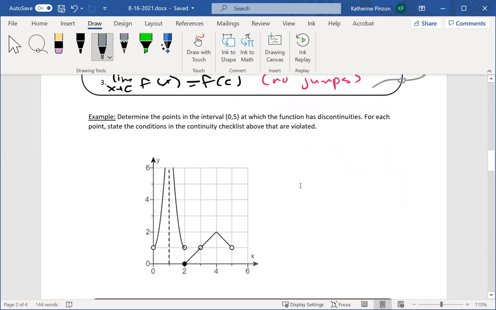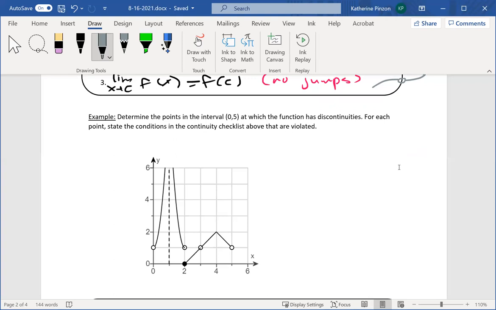So here's a graph. And this graph says determine the points in the interval 0 to 5 at which the function has discontinuities. For each point, state the conditions in the checklist above that are violated. It could violate more than one condition, right? So we're going to look at every point between 0 and 5, and we're going to determine where we think it might be discontinuous. So what do you guys think?